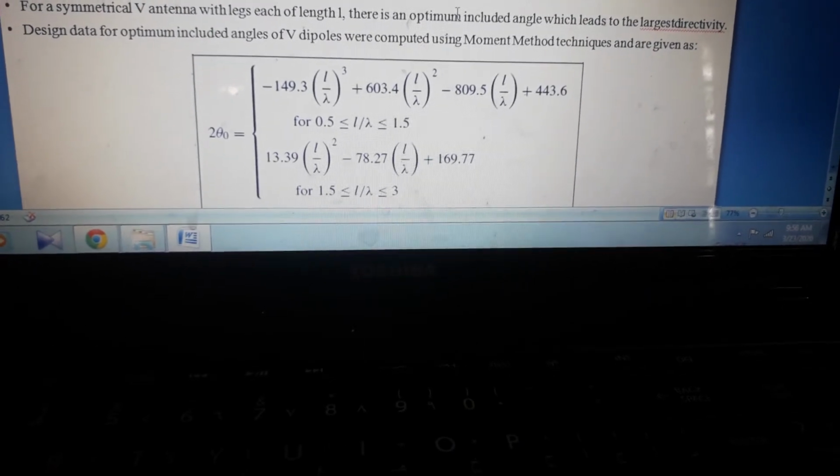if the L/lambda value ranges between 0.5 to 1.5, where L is the length of the wire and lambda is the wavelength of operation. Wavelength means the distance covered by the wave for a particular frequency of operation. If the L/lambda value ranges from 1.5 to 3, the equation for finding the included angle will be 30.39 (L/lambda)^2 minus 78.27 (L/lambda) plus 169.77.